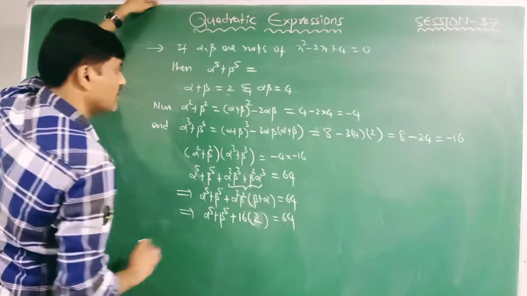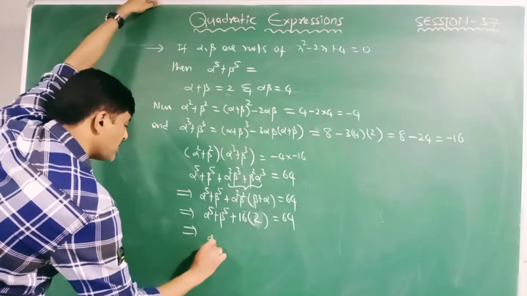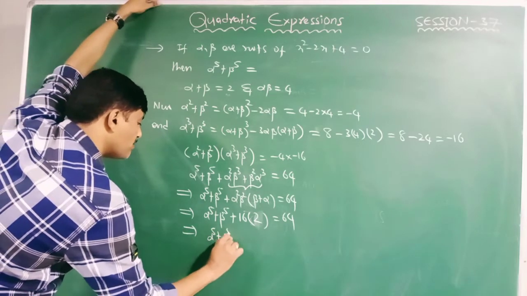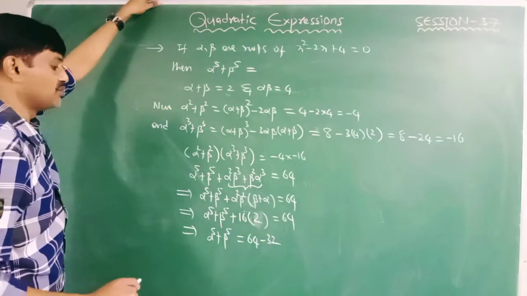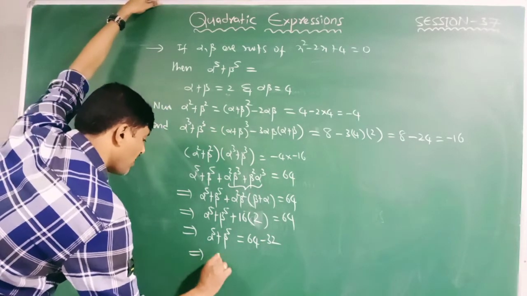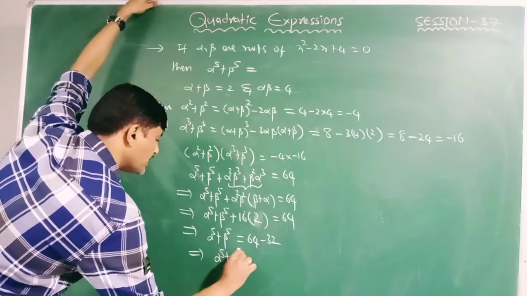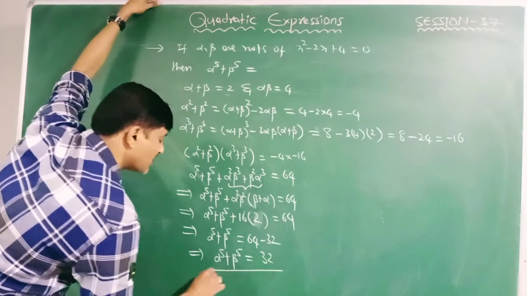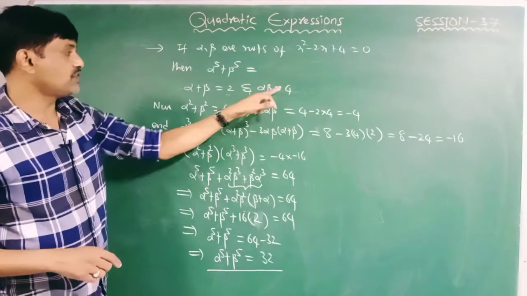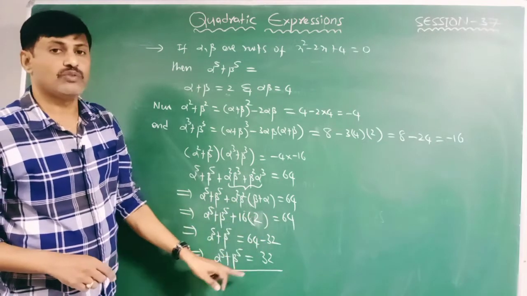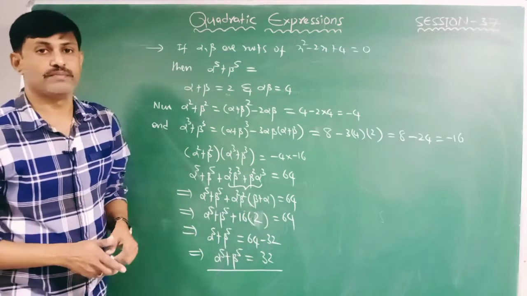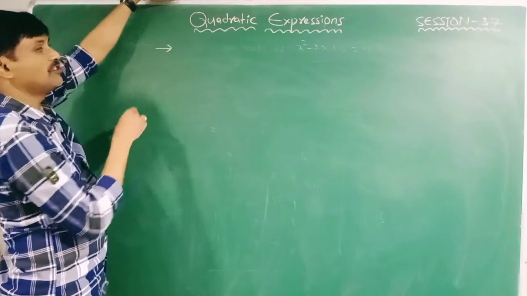Now this implies alpha power 5 plus beta power 5 is equal to 64 minus 32, so alpha power 5 plus beta power 5 value is 32. Here the product is 4, the sum is 2, and 64 minus 32 becomes 32. Move on to the next question.